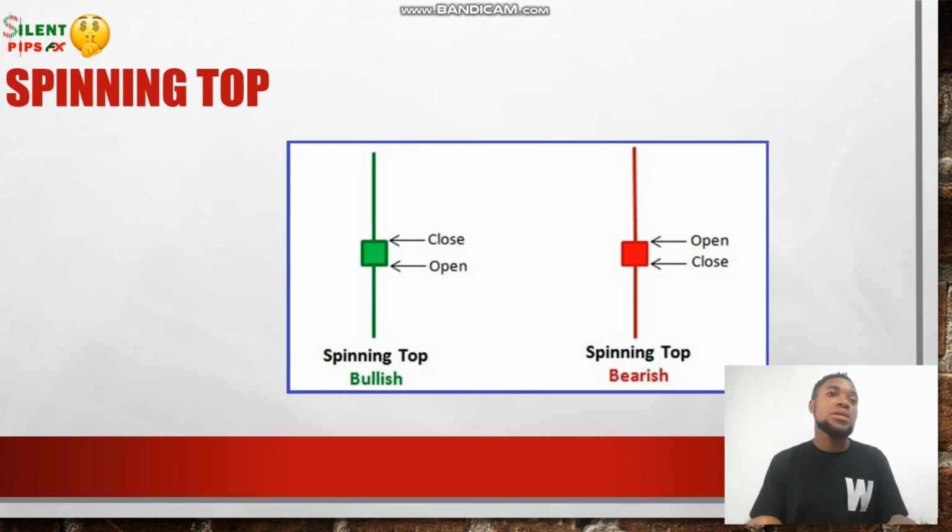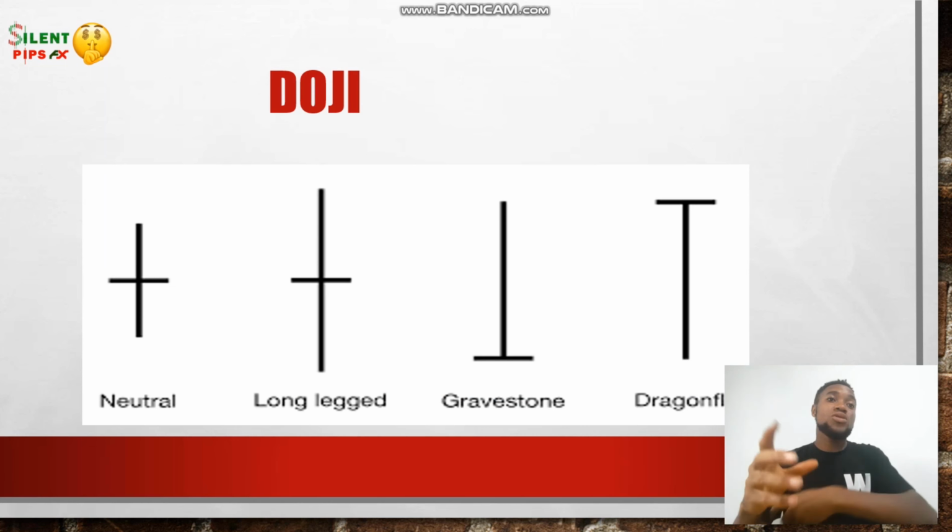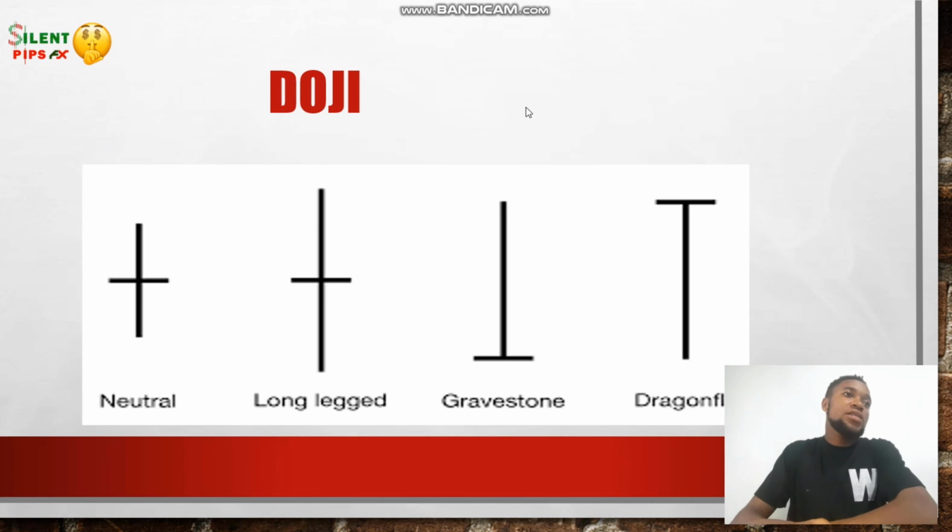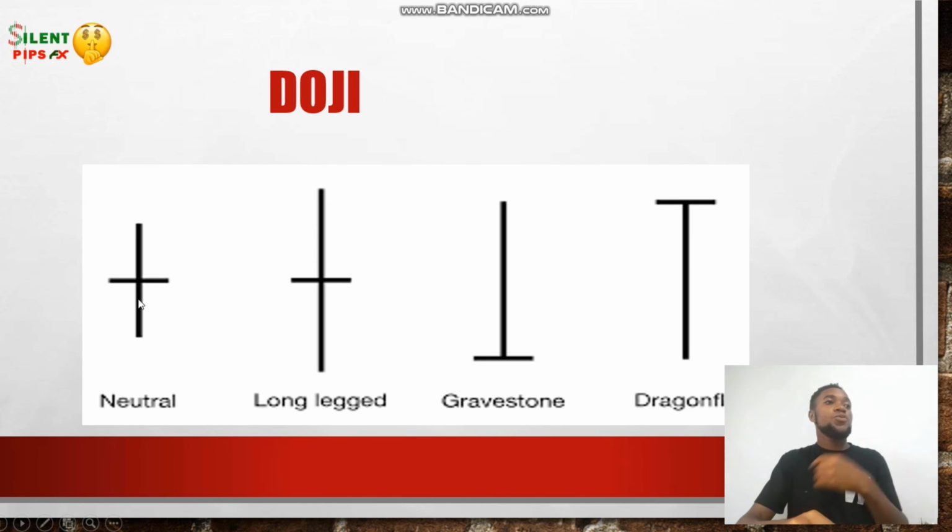Now let's look at the most important candlestick you'll find. This candlestick is called the Doji. Dojis have little or no bodies, and so we have the neutral doji, of which the upper shadow and the lower shadow are comparatively the same, and the body is almost negligible. These dojis have very tiny bodies.